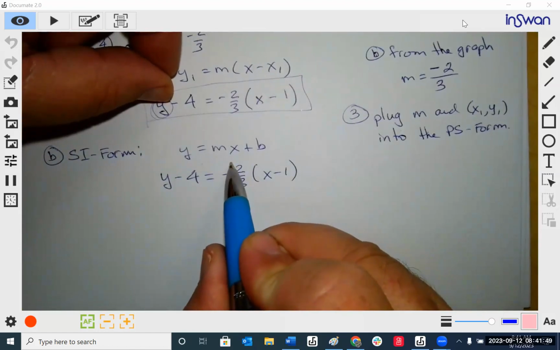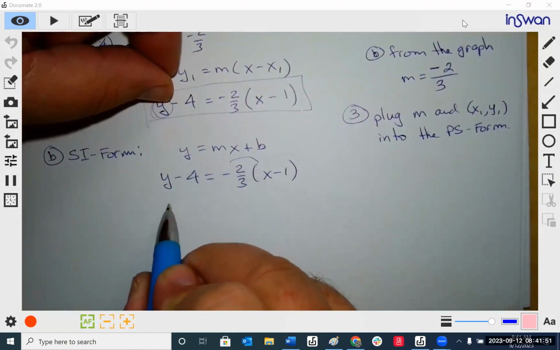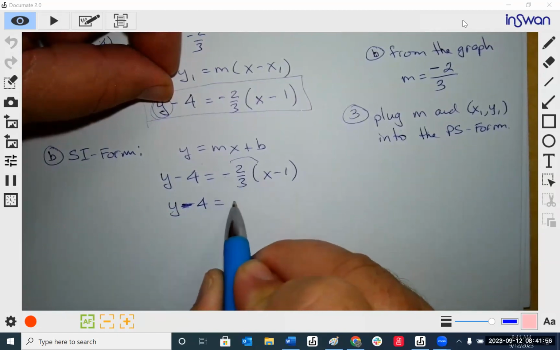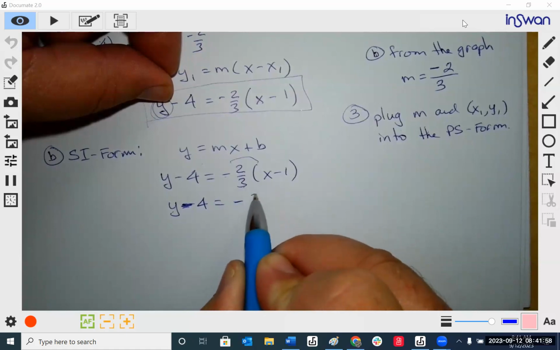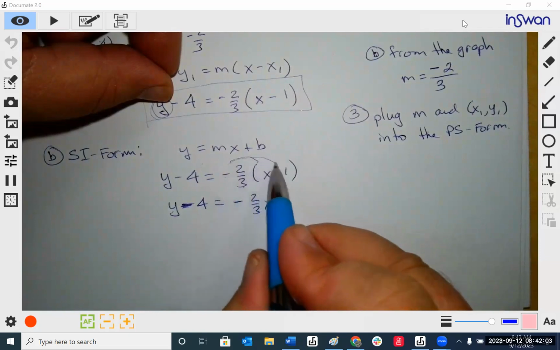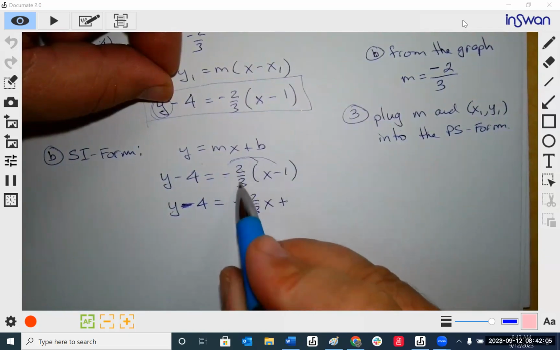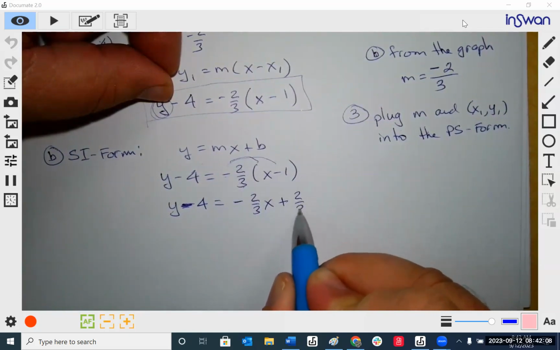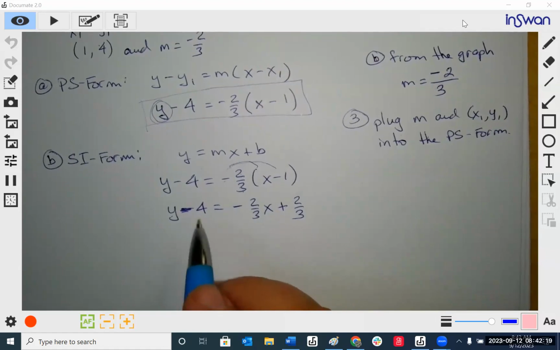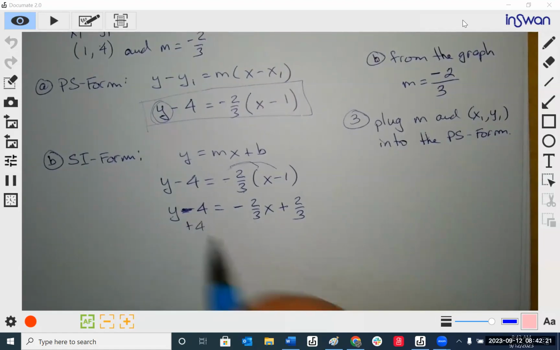We have to multiply first, get rid of the parentheses. Negative times positive is negative. 2/3 times x is 2/3 x. Negative times negative is positive. 2/3 times 1 is 2/3. Then we have to get the y by itself, so we add 4 to both sides.